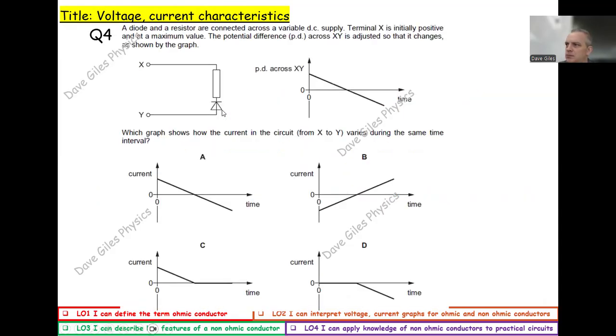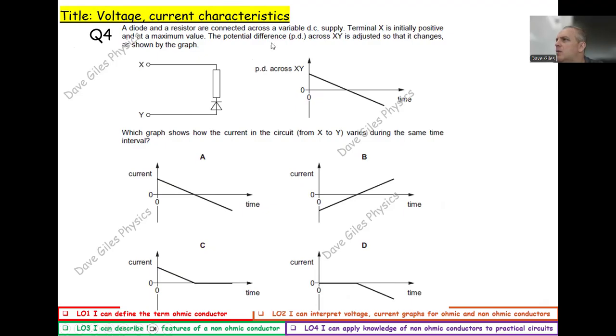Question 4. So this one's a little bit more tricky. A diode and a resistor are connected across a variable DC supply. Terminal X is initially positive and at its maximum value. The potential difference across X and Y is adjusted so that it changes as shown by the graph. Which graph shows how the current in the circuit from X to Y varies during the same time interval?